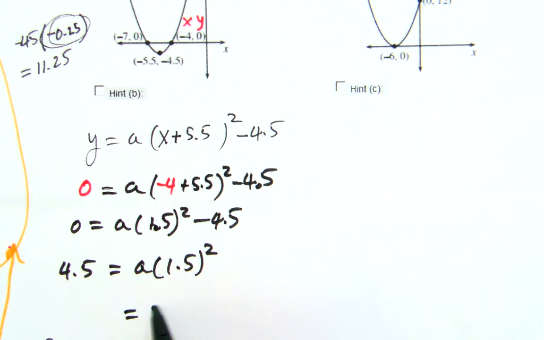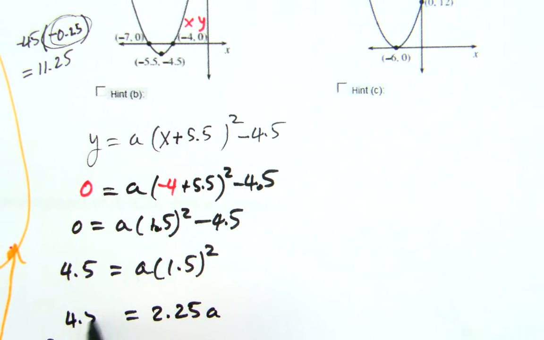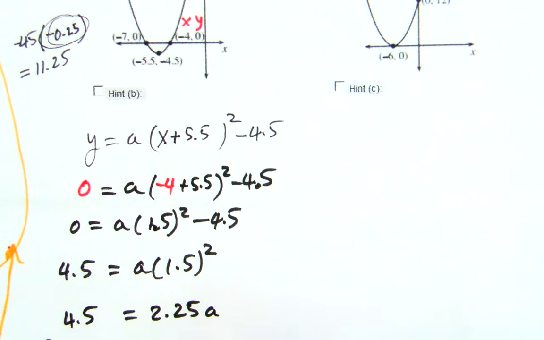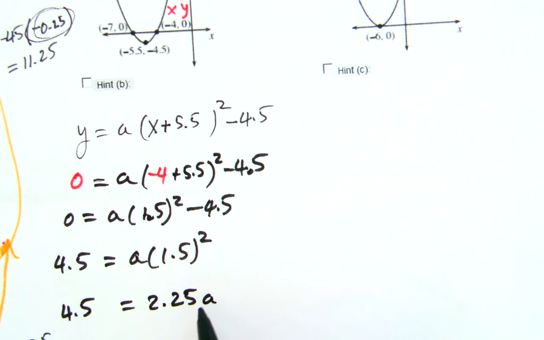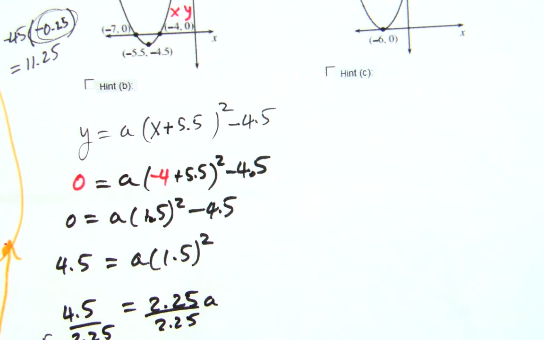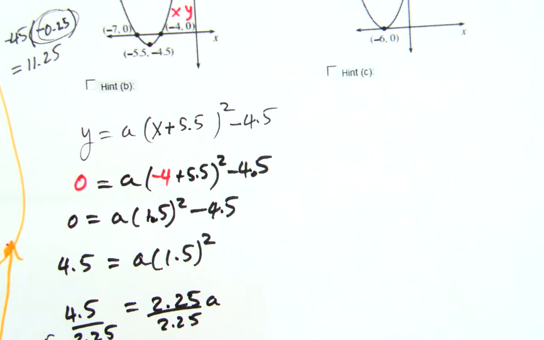Okay, 2.25. Oh my god, I can't believe I didn't have to do that in my head. Okay, and then you get 4.5 and 2.25. Then divide by 2.25, divide by 2.25, and then you get your value for a. So 4.5 divided by 2.25 is 2. So how in the world did Matt get 16? I have no clue. Alright, well the value is 2.